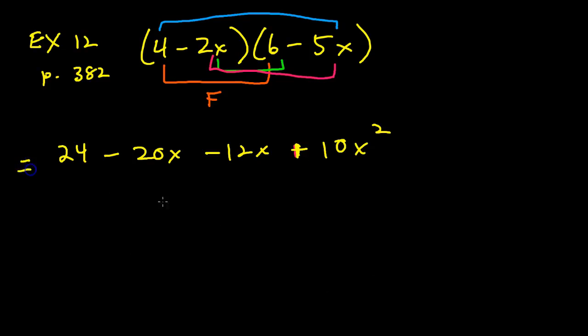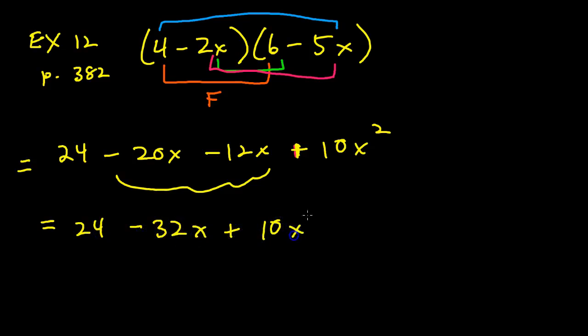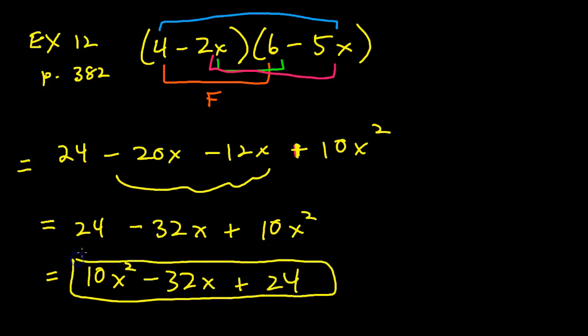All right, let's combine like terms as we can. These inner and outer products are like terms, so I can combine those. 24 minus 32x plus 10x squared. And that's a fine answer. They don't necessarily have to be in standard form unless specified. But I'll go ahead and use my commutative law of addition to arrange these terms in decreasing degree, thus giving the answer in standard form. 10x squared minus 32x plus 24.